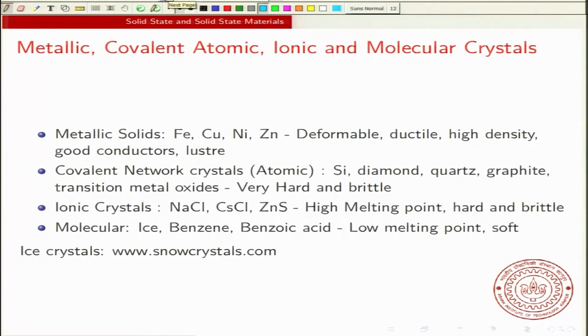The other way to look at different types of solids is to think of them based on the nature of the interactions between the constituent particles. So, you can think of metallic solids. This is an example of all metals like iron, cobalt, nickel, zinc. These typically are deformable. They are ductile, and they have high density.